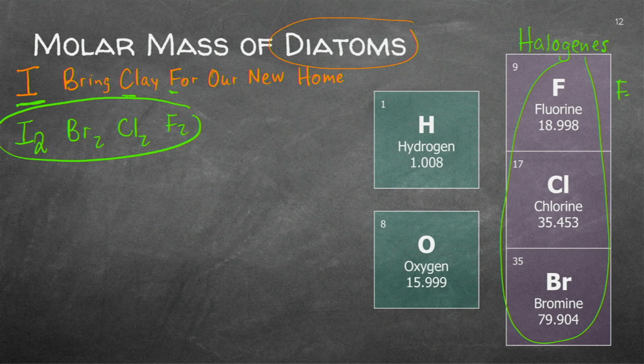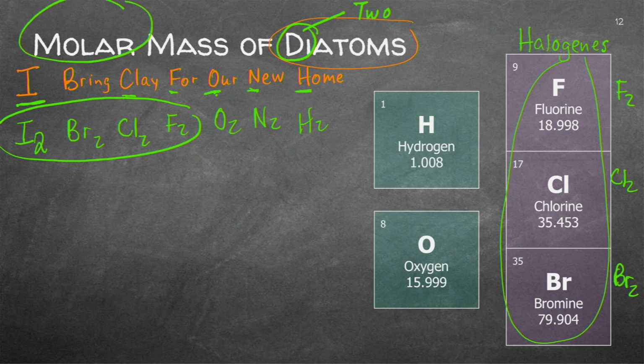So we'll have fluorine, chlorine and bromine, which will be a di. The word di means two. What's the other? Oxygen, nitrogen, and hydrogen. So what is the molar mass, for instance, of oxygen?